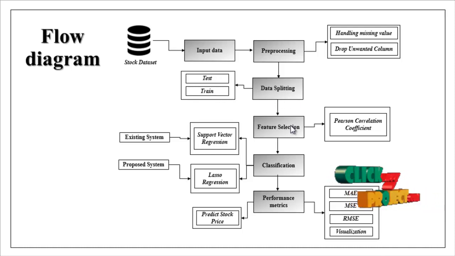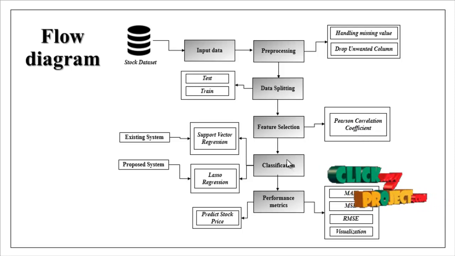Then the feature selection module. Here we implemented Pearson correlation coefficient. With the help of this we correlate the two values, or else we select the best features from our pre-processed data.